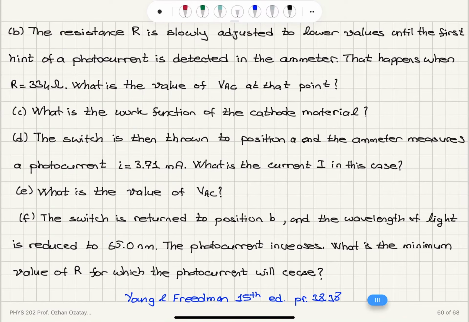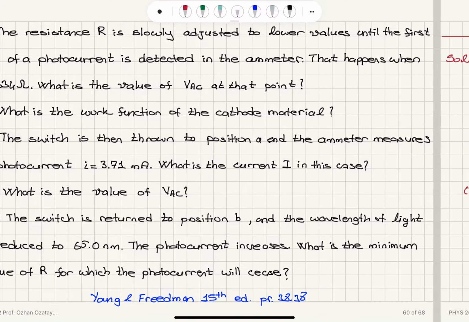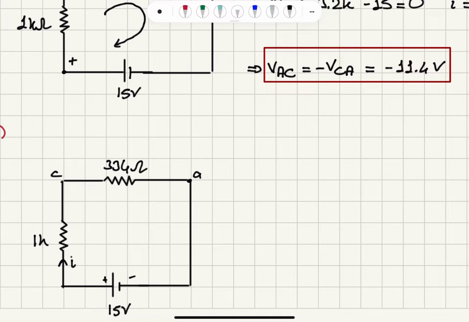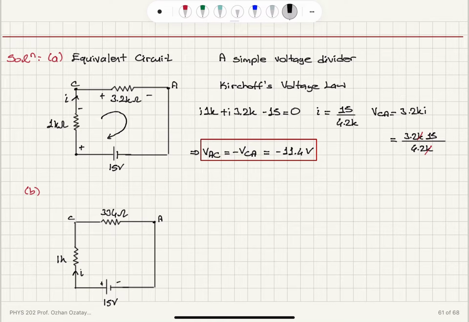Now, in part B, the resistance R is slowly adjusted to lower values until the first hint of a photocurrent is detected in the ammeter. That happens when the resistance is 334 ohms. What is the value of VAC at that point? Now we have readjusted this potentiometer to 334 ohms, and once again we're looking at the anode to cathode potential difference, at the onset of photocurrent.